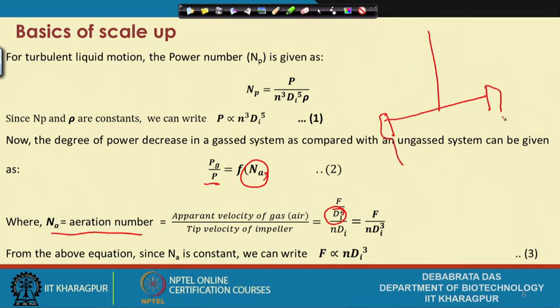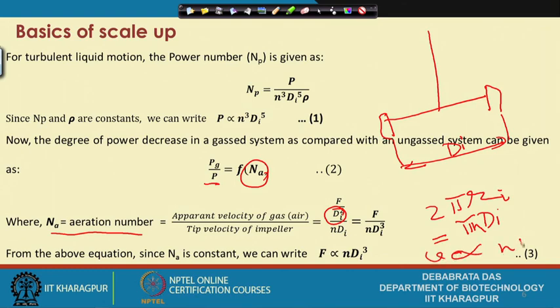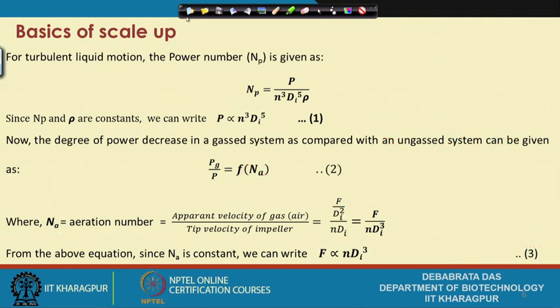It is like this. Suppose this is Di, am I right? So what is the perimeter? Twice pi r, which is equal to pi into Di. Now suppose n number of rotations per minute is there, so you multiply it by n. So we can write that the tip velocity of the impeller is proportional to N into Di, because pi is constant. Now if you solve this equation, we find that the aeration rate is proportional to N Di cubed.